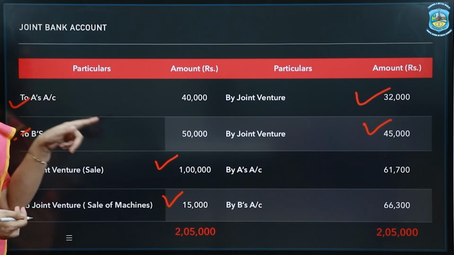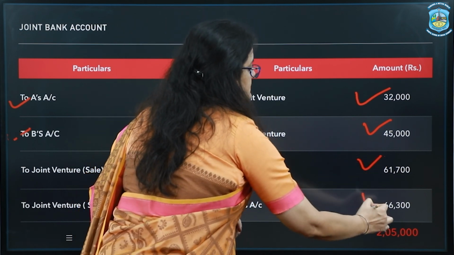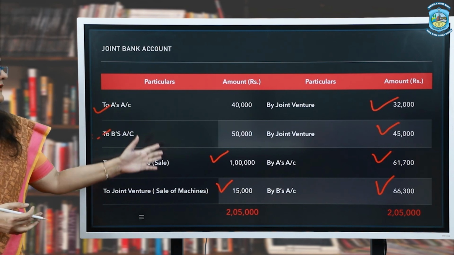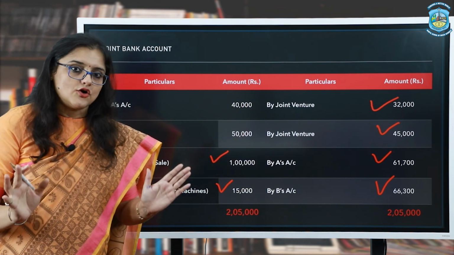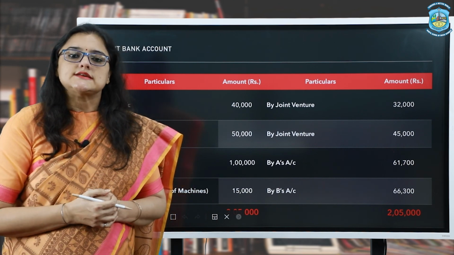Finally, whatever remains is the share of A and B which is being cross-posted from their account. So these are the shares which are to be given to the co-venturers, and this equalizes the debit side and credit side automatically. So these are the three important accounts that we have to make under separate set of books.